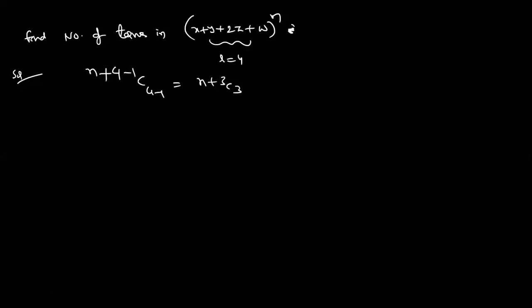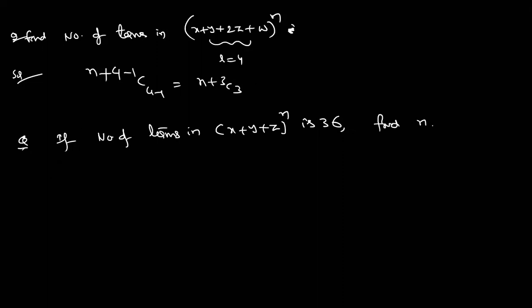Okay? Another question right now. If the number of terms in x plus y plus z whole power n is 36, find n. Anyone? So n plus 3 minus 1 C 3 minus 1, n plus 2 C2. Directly you can write the formula. Anyone remembering? n plus 1 into n plus 2 by 2.